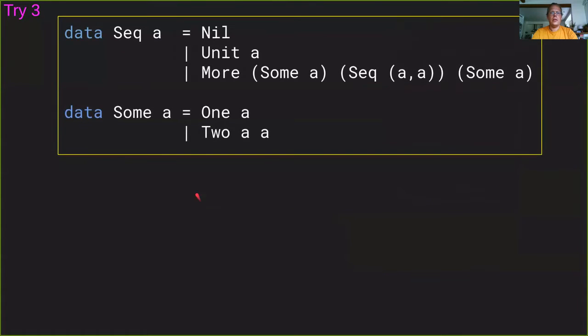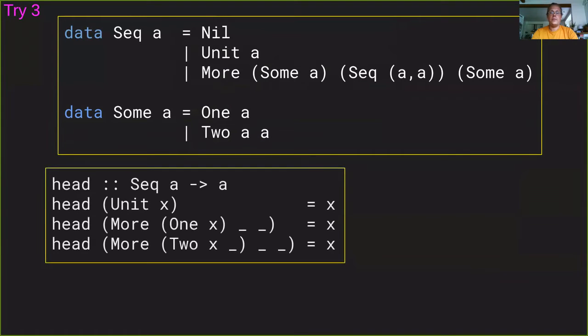So what does that look like? Well, let's try number 3. It looks like this. It's a normal sequence data type so far. The only change is that now, instead of having exactly one A at the beginning, at the end, we have some A, and some is a new helper data type that's either 1 A or it's 2 A's. Okay, so we allow 1 or 2 elements at the beginning and 1 or 2 elements at the end. So head, for example, is simple. We just pattern match out the first element, and so it's still constant.